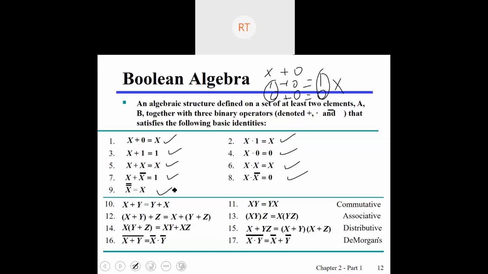Who can explain to me number 12, guys? Anyone? Elisa, can you please? Number 12. This is the identity called associative. It's an OR. It doesn't matter how we group them in parentheses. So it's the same: x plus y plus z equals x plus y plus z.